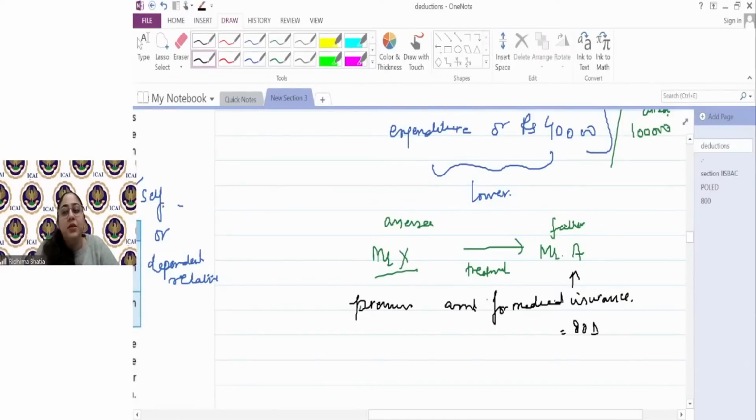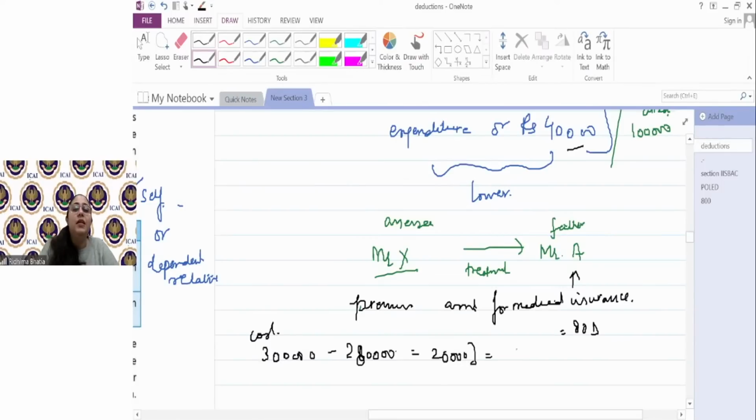Now suppose Mr. A got a treatment done, and the treatment costed 3 lakhs. Mr. A got a treatment for some specified disease. The cost was 3 lakhs. Now, obviously, the insurance coverage is there, but the amount that came from insurance coverage was only 2,80,000. Okay? This 20,000 Mr. X has paid from his pocket as a son.